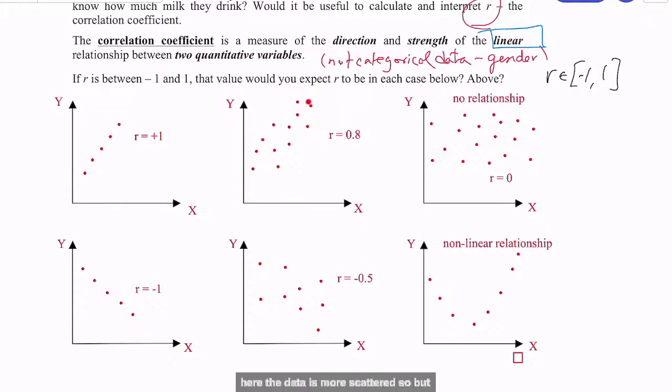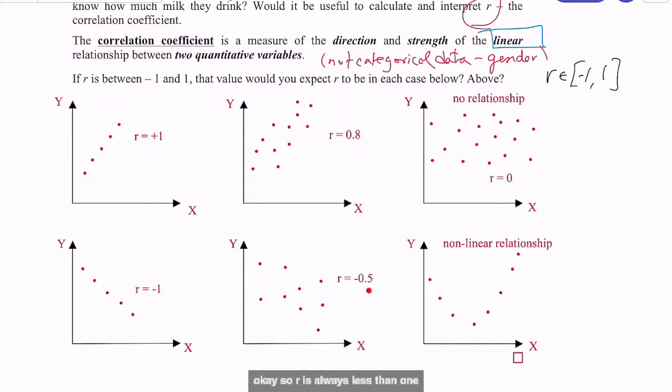Here, the data is more scattered, but still it's positively sloped, and they're not so scattered. It's pretty clear the data is going up, and this would be something like an R of 0.8. Here's an example of the other extreme, R of -1, perfectly negative on this line that's down sloping. And this is an example of more scatter than the one above, but it's kind of going down. So there's still a negative, but I'm going to say -0.5.